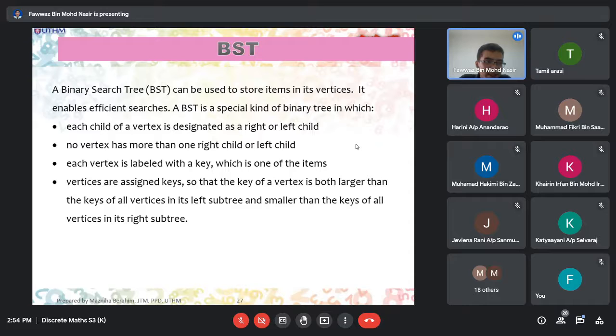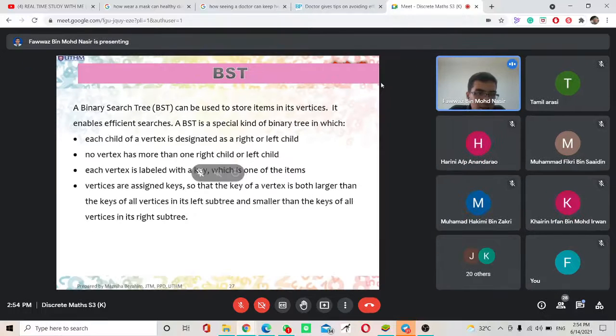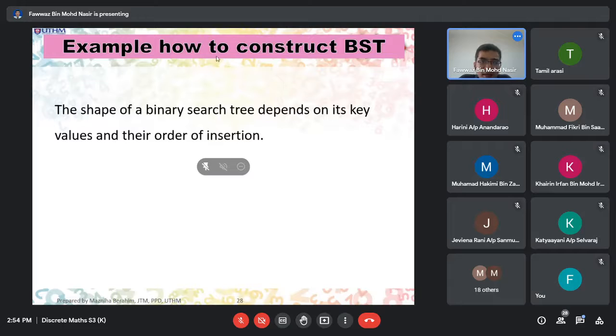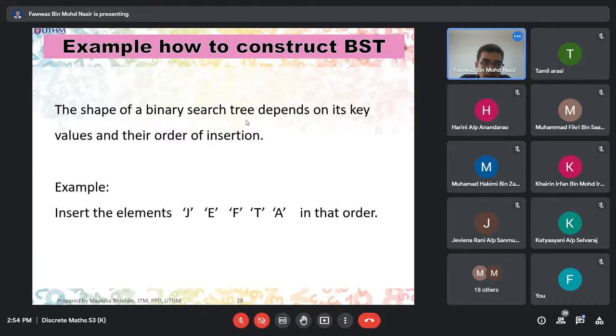Vertices are assigned keys so that the key of the vertex is both larger than the key of all vertices in its left subtree and smaller than the keys of all vertices in its right subtree. Okay, so tengok satu example. Okay, basically the shape of a binary tree depends on its key values and their order of insertion. Jadi kalau kita ada this example kan, insert elements of J, E, F, T, A in that order. Okay, in this order, so you must insert J dulu, then insert E, insert F, insert T, then insert A.